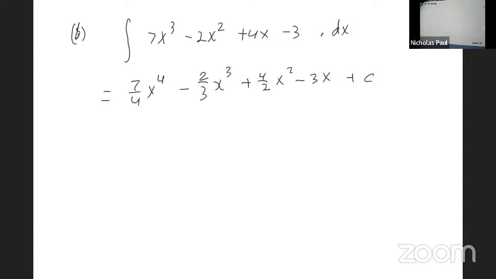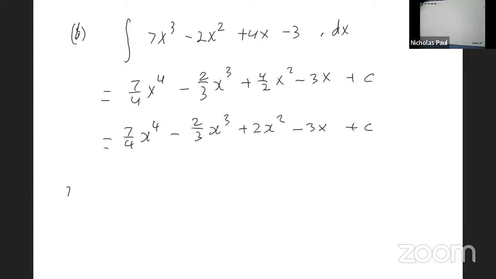If you have 2x squared, that's good. I just simplified mine. So my final answer should be 7 over 4 x to the 4th minus 2/3 x cubed plus 2x squared minus 3x plus c. That's my final answer.